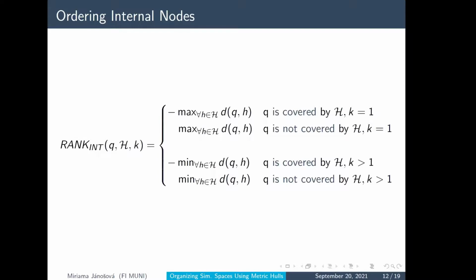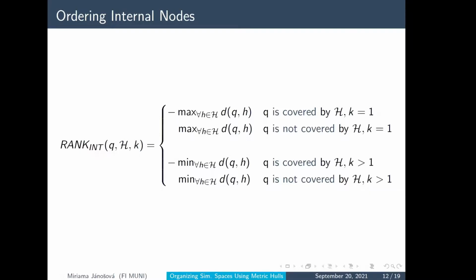To efficiently traverse the MH3 structure, we need to determine the best ranking strategy with respect to both the leaf and the internal nodes. Employing the same ranking of internal nodes as we used for the leaf nodes, however, resulted in poor performance. Therefore, the ordering here needs to be more sophisticated. In the slide, we provide the most promising rank function.